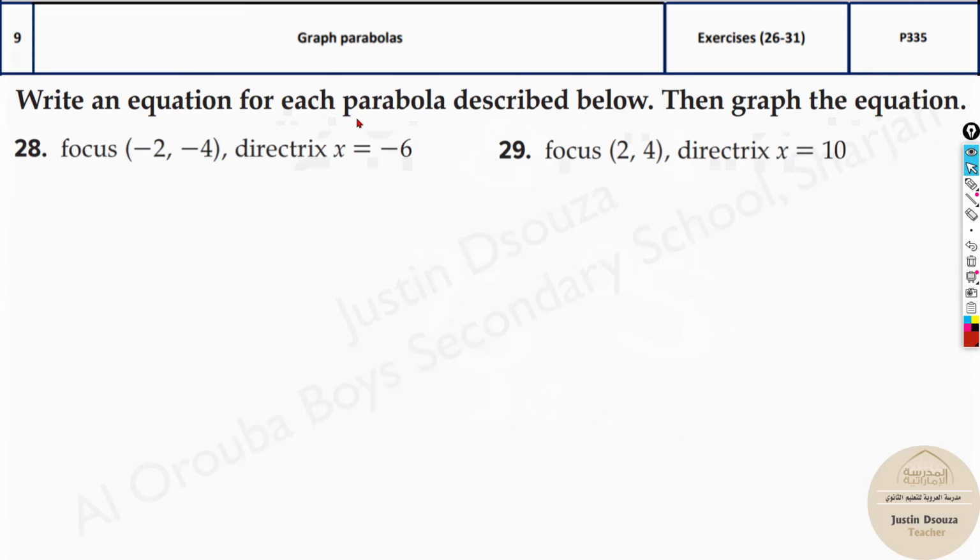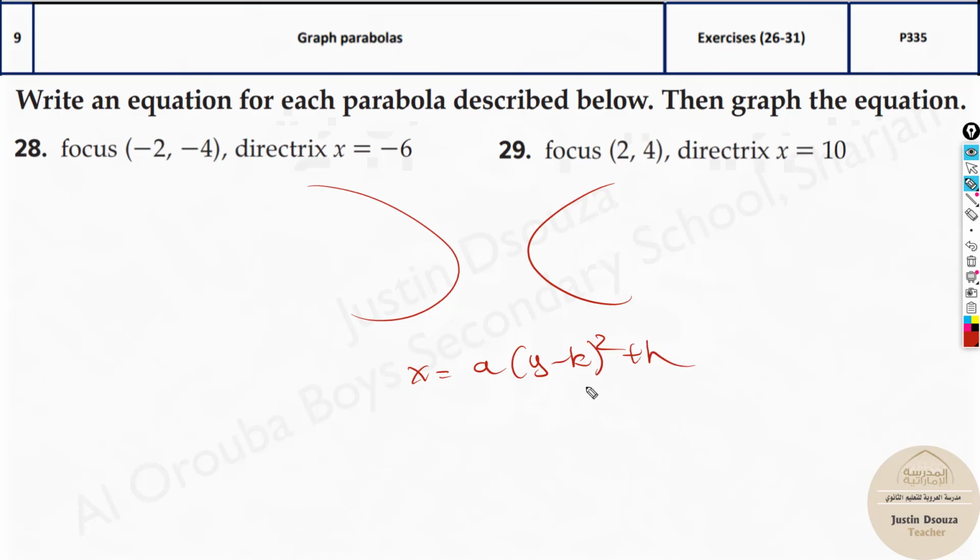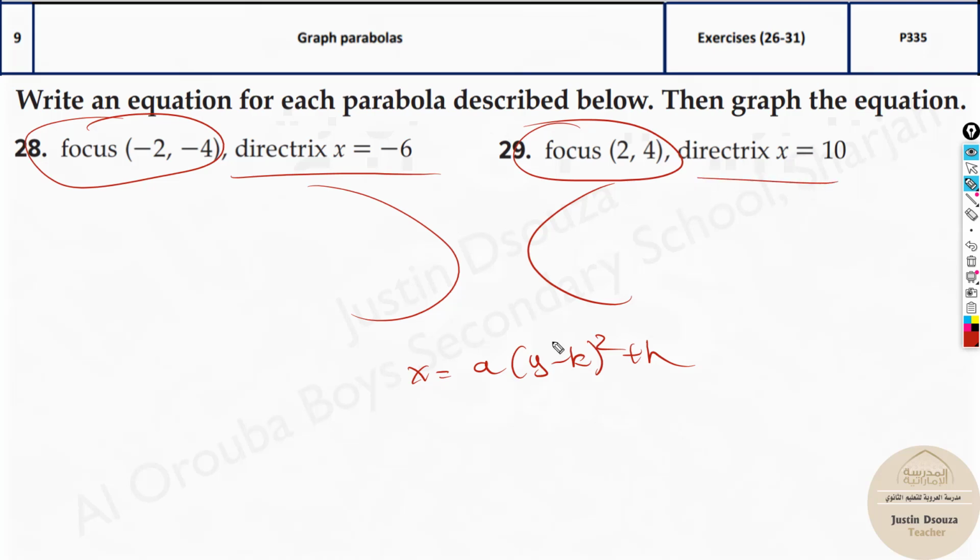Now for the second part here, we have the other orientation, that is horizontal orientation. Here the standard form would be x is equal to a into y minus k the whole square plus h. This is the standard form. You can use the focus formula and directrix formula and solve it, but it'll be a bit lengthy. Since the focus and directrix are given, there is a shortcut method. But you need to know all the 4 options.